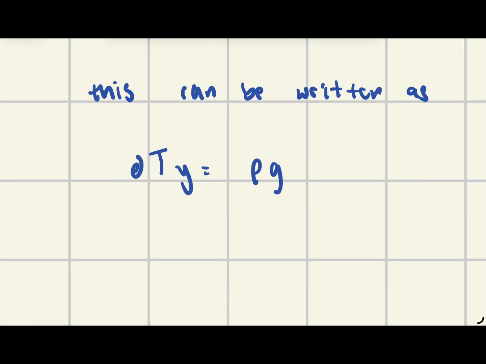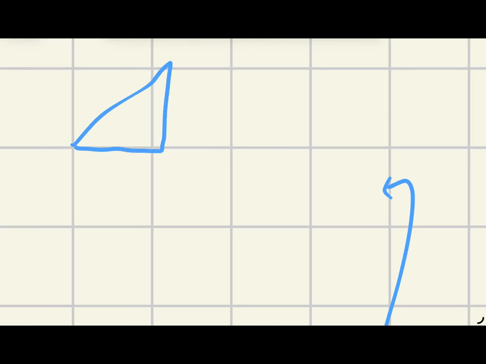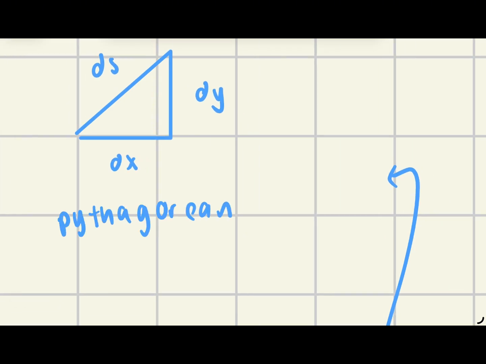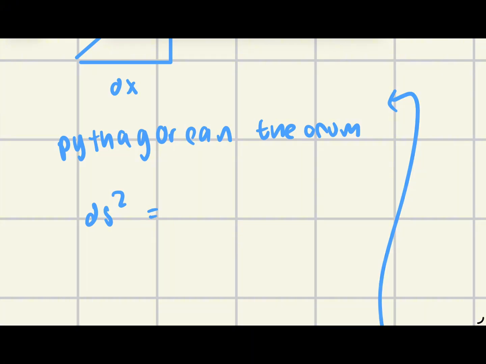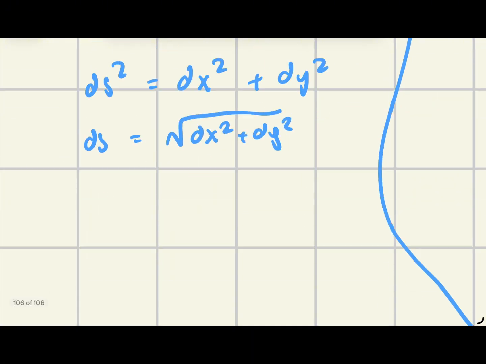So this is dT_y = ρ g ds. And now let's look at how we can write ds in terms of things that we know, which is dx and dy. If we have a tiny segment, which we already know we have, we can think of this as a triangle. Using the Pythagorean theorem, we have this, and we can isolate for ds.